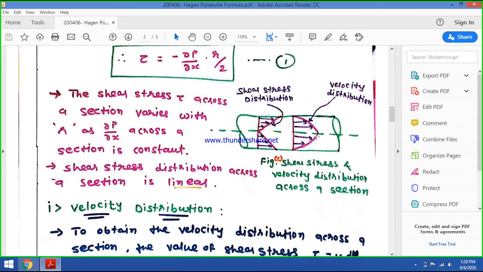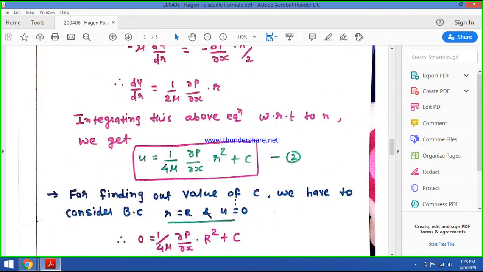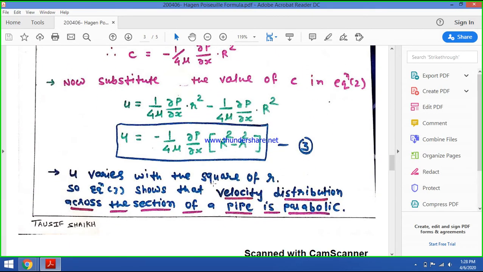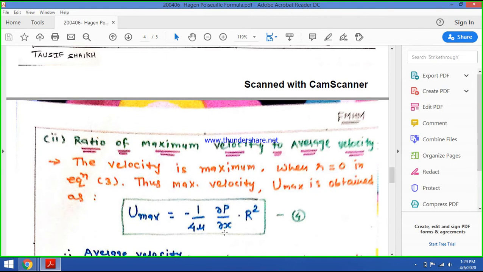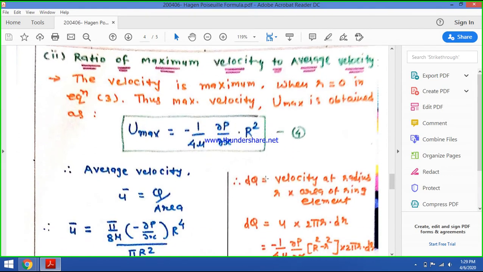Okay, so the velocity distribution along the direction of the flow, you will get this diagram as a parabolic diagram. Okay, so we can say that u varies with the square of the r. Okay, so equation 3 shows the velocity distribution across the section of a pipe is parabolic. Okay, so first thing we have found out here is the velocity distribution. Now we will find out the ratio of maximum velocity to the average velocity.